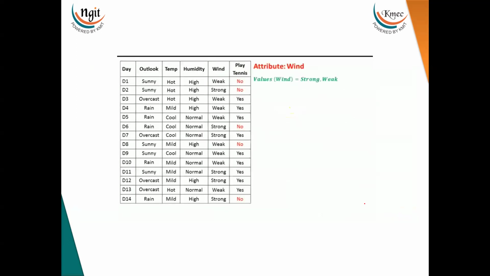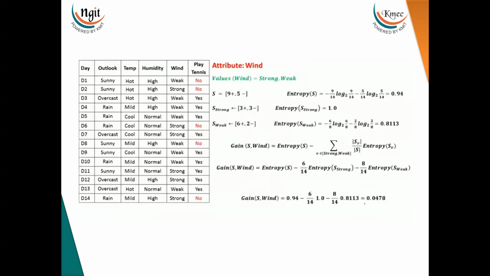And then the last one is the attribute wind. We have strong and weak. How many strong? 6 strong, in that 3 plus and 3 minus. Weak, 8, we have 6 plus and 2 minus. And this is the information gain of wind.